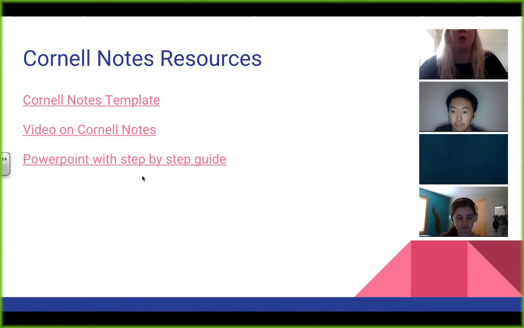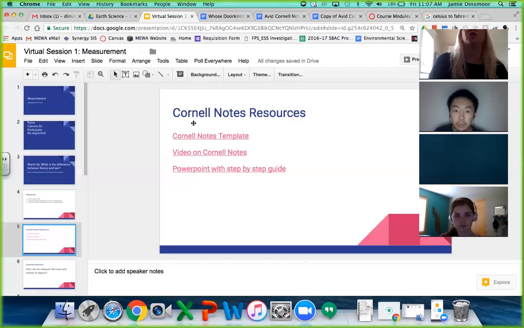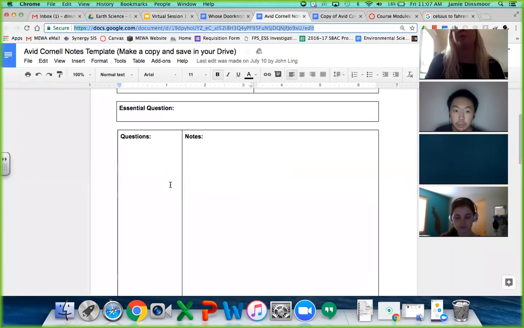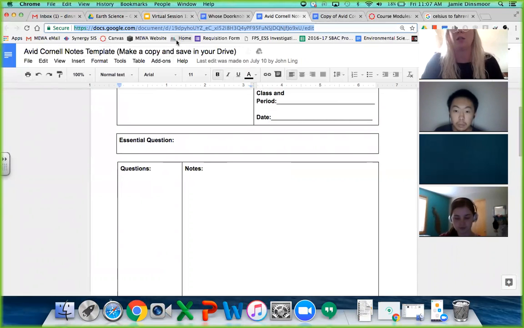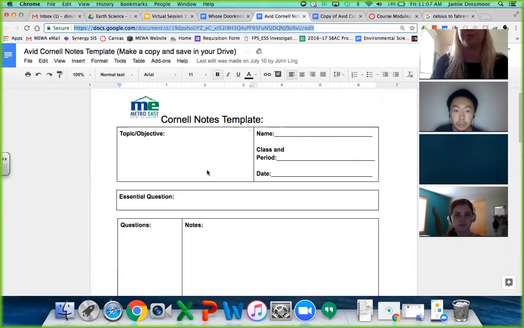If you're familiar with them, you might already have your own method of doing them, but just to describe here how this is going to work, we do have a template, which I will link in the chat. And you can take these notes digitally or on paper. That's totally up to you, whichever way makes more sense for you. And basically, it's just a way to organize your notes.